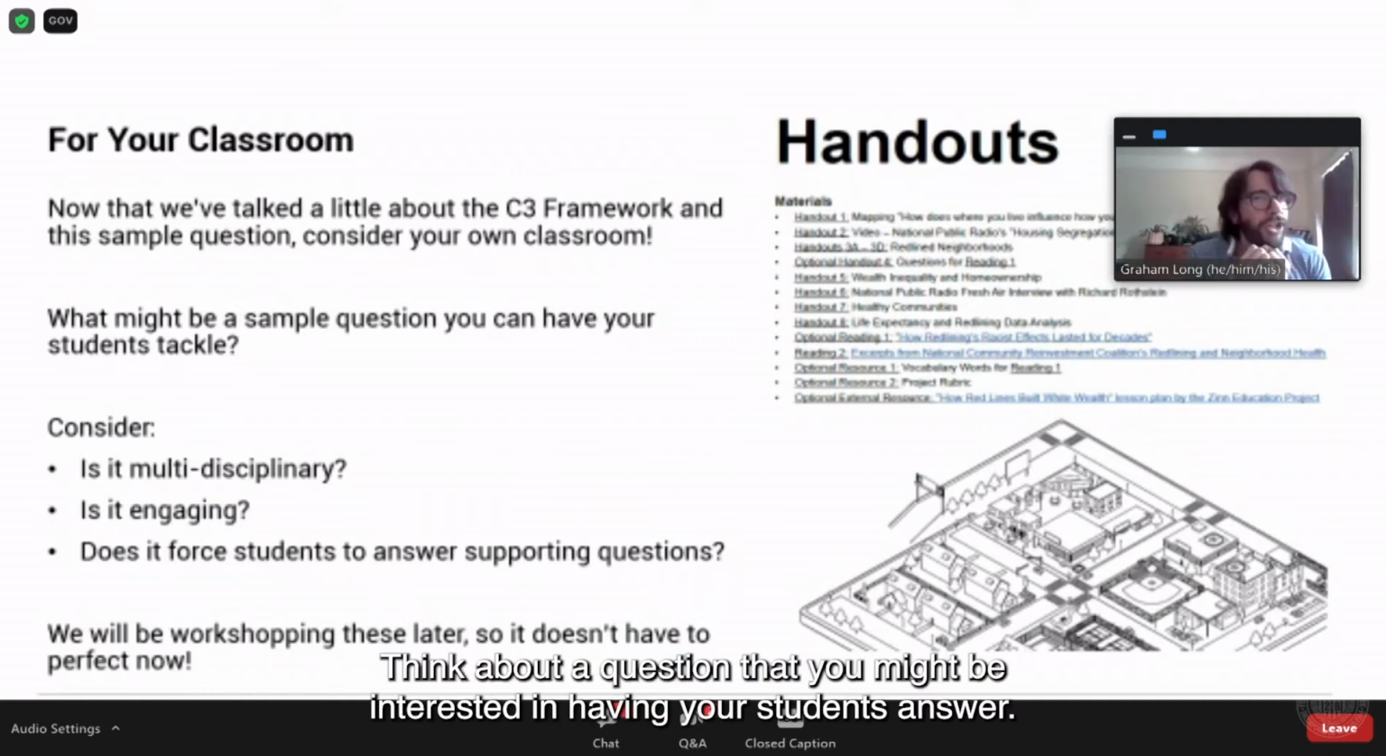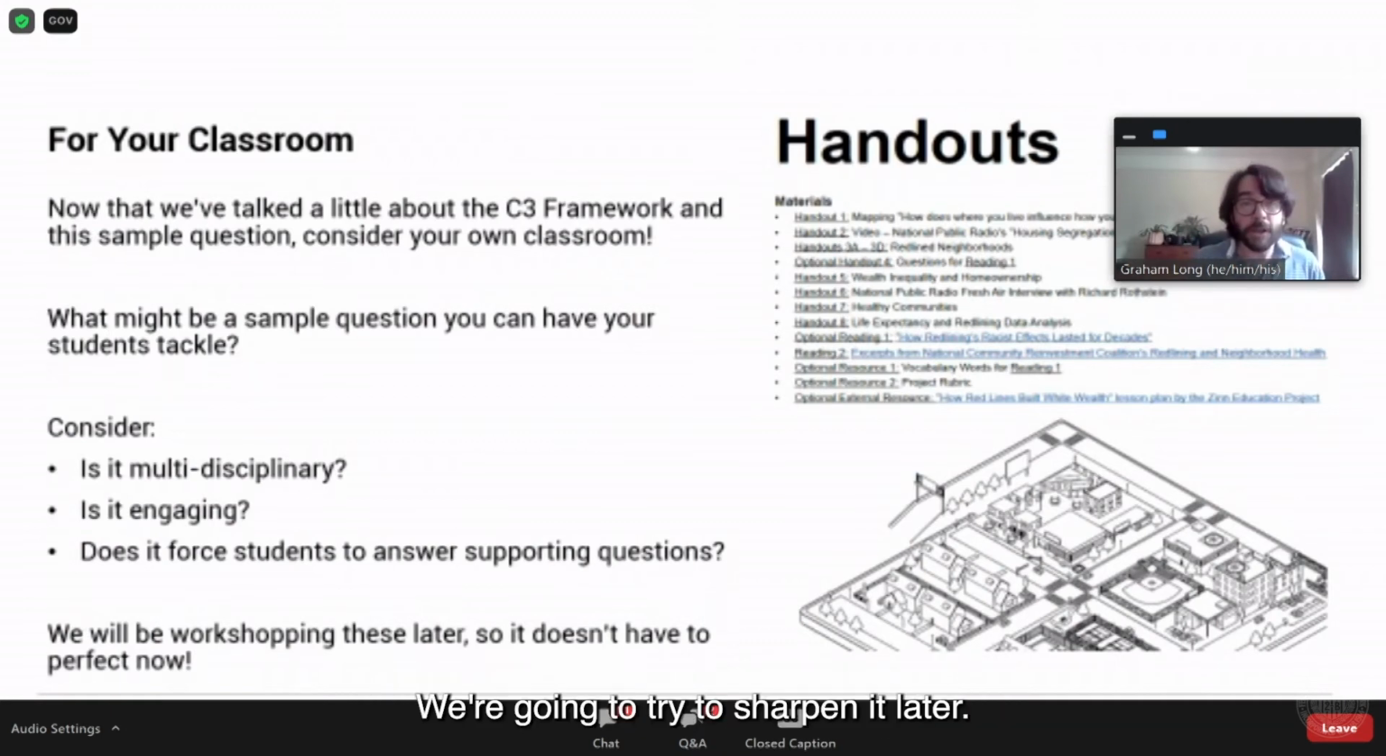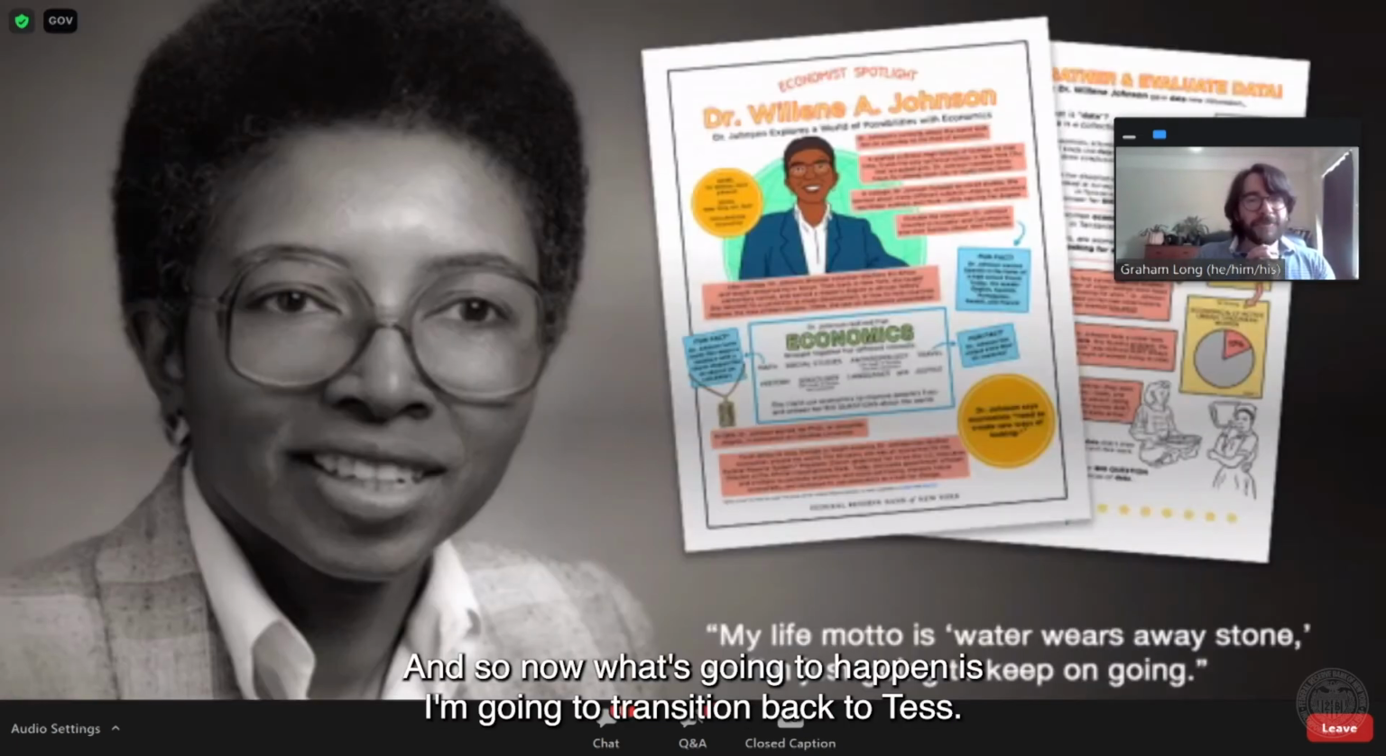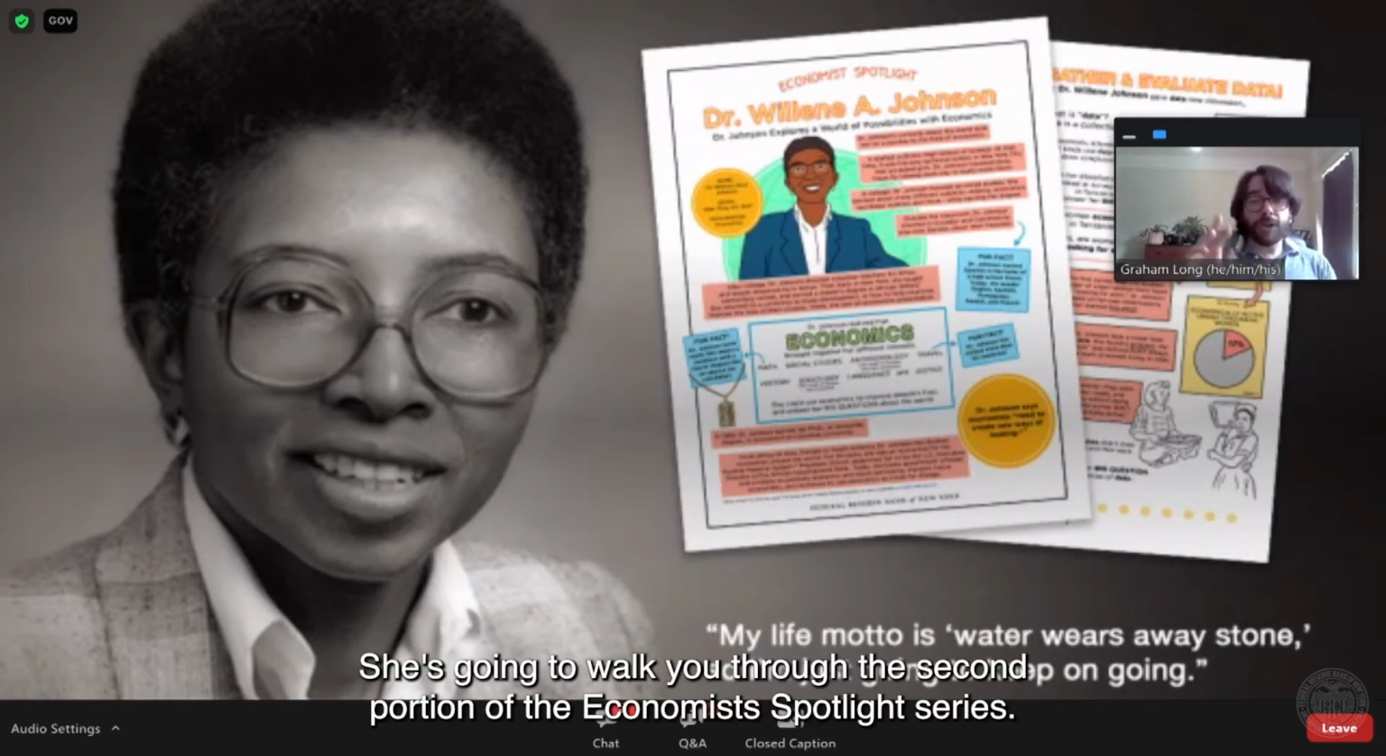Think about a question that you might be interested in having your students answer. Doesn't have to be perfect. We're going to try to sharpen it later. But just maybe think of a moment of how this might look in your classroom. And so now what's going to happen is I'm going to transition back to Tess. She's going to walk you through the second portion of the Economist Spotlight series.